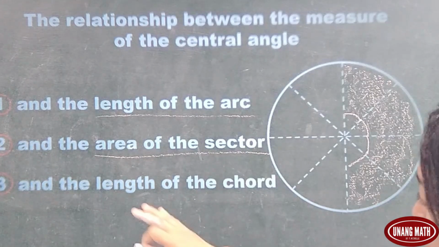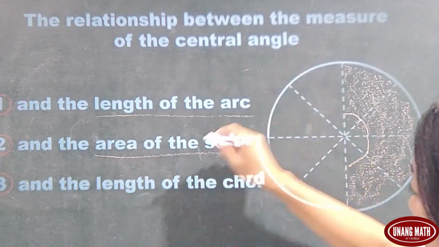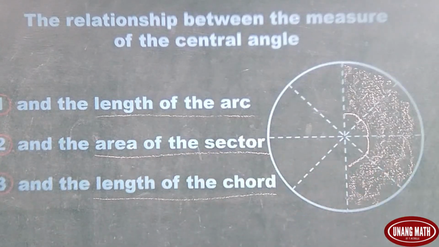This time, what about the central angle and the length of the chord?